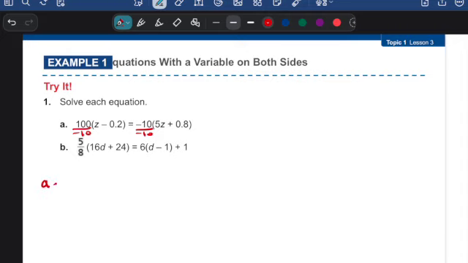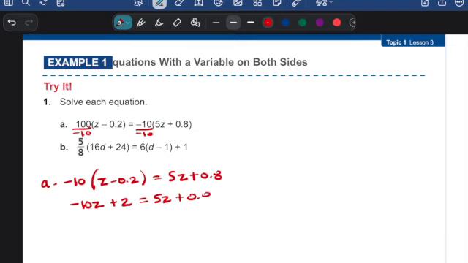Okay, so that's going to give us negative 10 times z minus 0.2 equals 5z plus 0.8. Now we can distribute. So negative 10 times z is negative 10z. Negative 10 times negative 0.2 is positive 2. And that equals 5z plus 0.8.